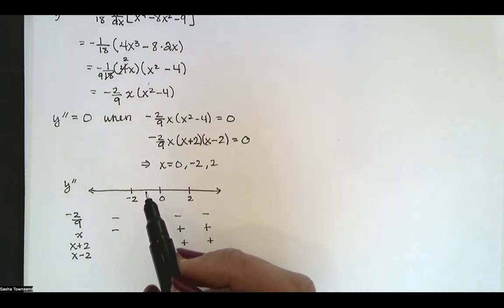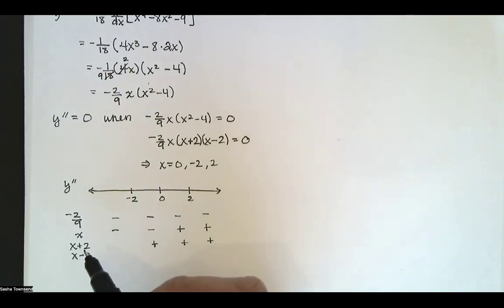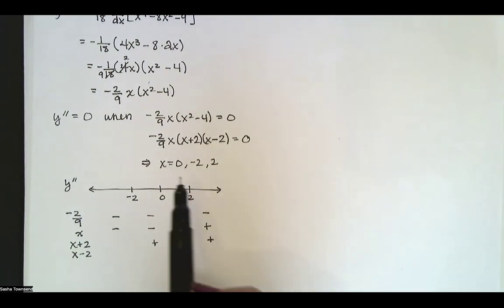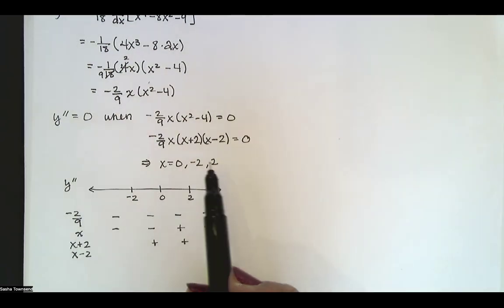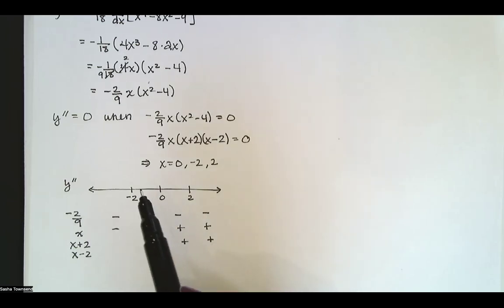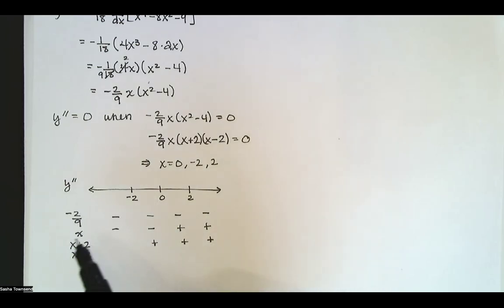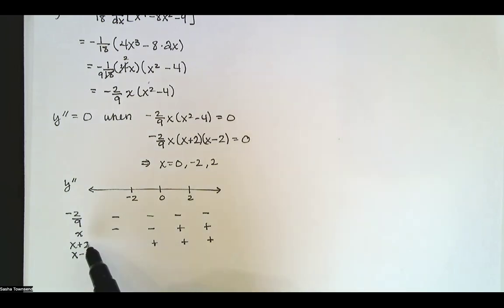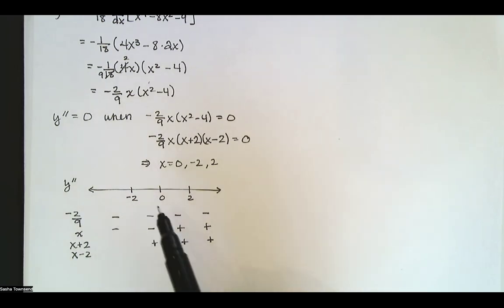So if I wanted to, I could say x equals -1 is on this interval. -1 plus 2 is +1. So we know that that's going to be positive the whole time there. But the point is, the only place where y double prime changes signs is at these values. So when you pick a test point, the value of that factor at that test point on the interval gives you the sign of that factor on the entire interval.